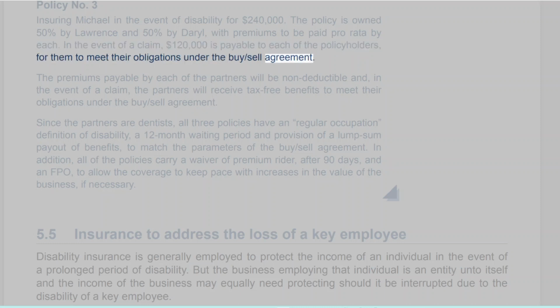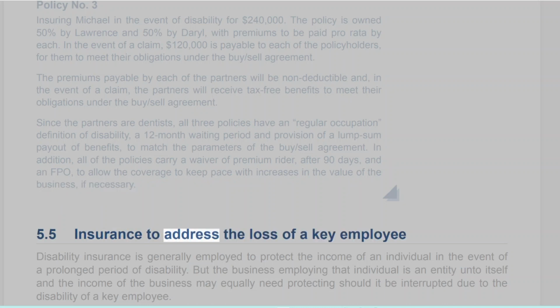The premiums payable by each of the partners will be non-deductible and, in the event of a claim, the partners will receive tax-free benefits to meet their obligations under the buy-sell agreement. Since the partners are dentists, all 3 policies have a regular occupation definition of disability, a 12-month waiting period and provision of a lump sum payout of benefits to match the parameters of the buy-sell agreement. In addition, all of the policies carry a waiver of premium rider after 90 days and an FPO to allow the coverage to keep pace with increases in the value of the business, if necessary.